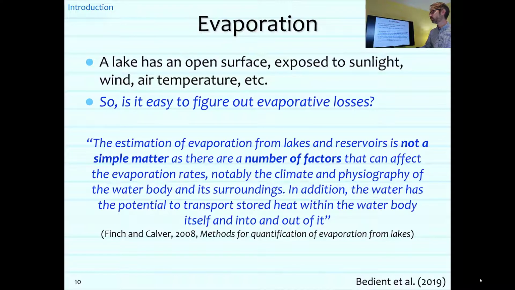In addition, the water has the potential to transport stored heat within the water body itself and into and out of the lake. So think of streams flowing in and streams flowing out, carrying warmer or cooler water. There's also seepage through the base, there's evaporation from the surface, there's potentially precipitation onto the surface. In other words, it's complicated. And we'll talk more about this when we get to the water budget in a couple of videos.